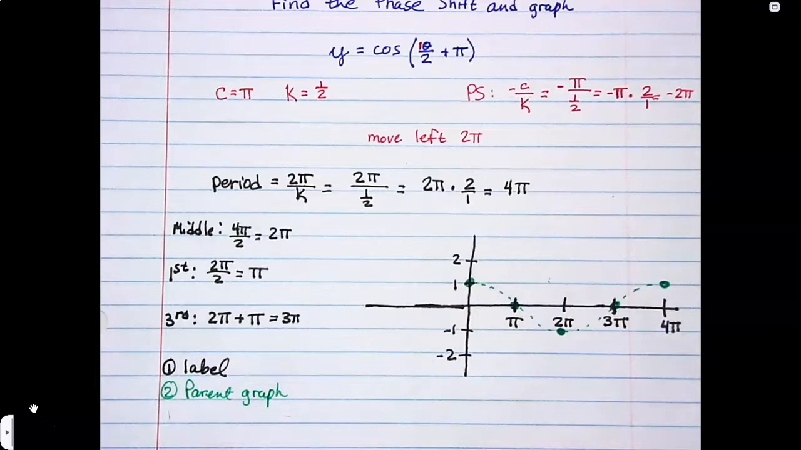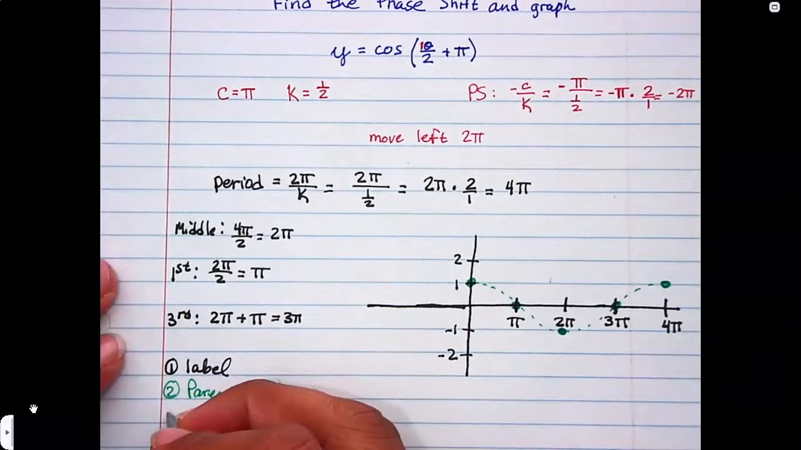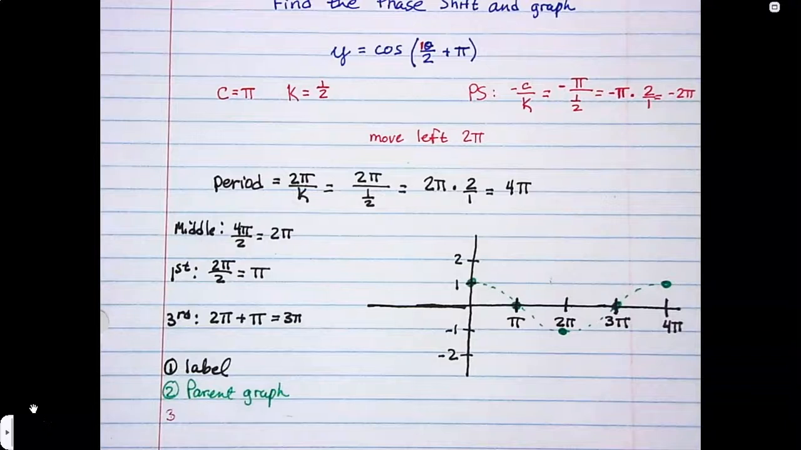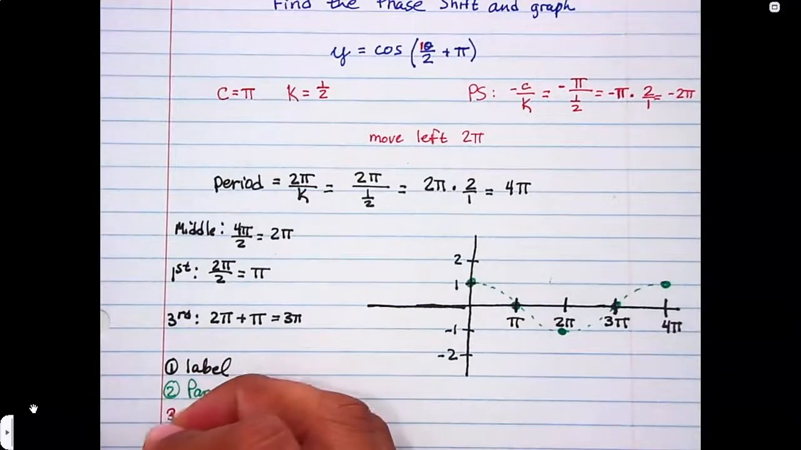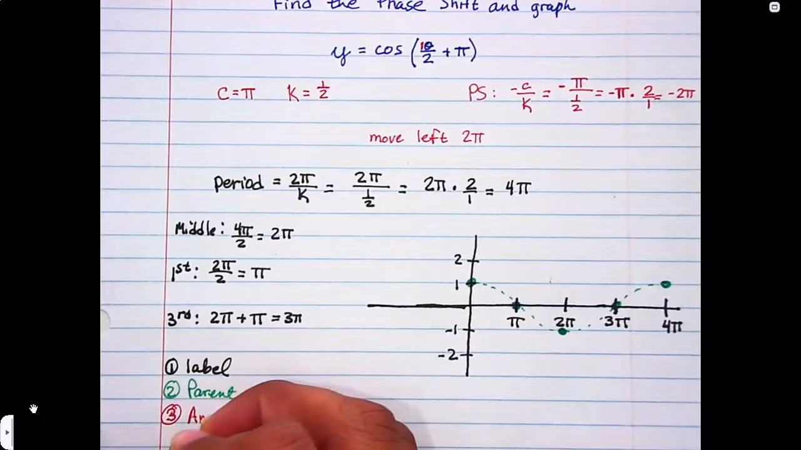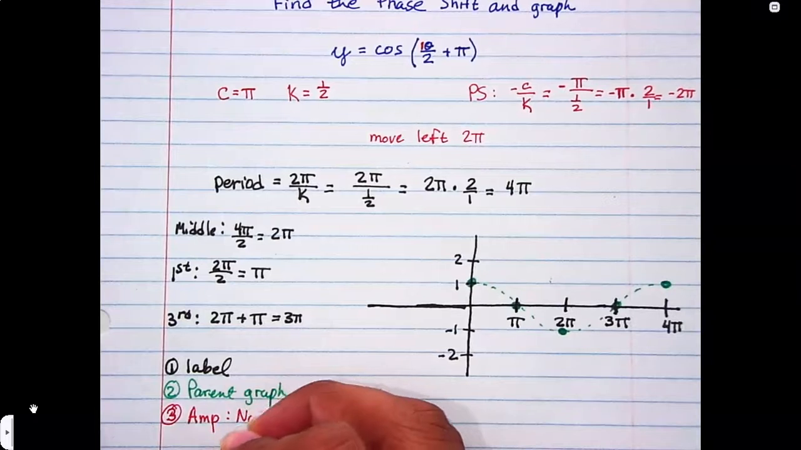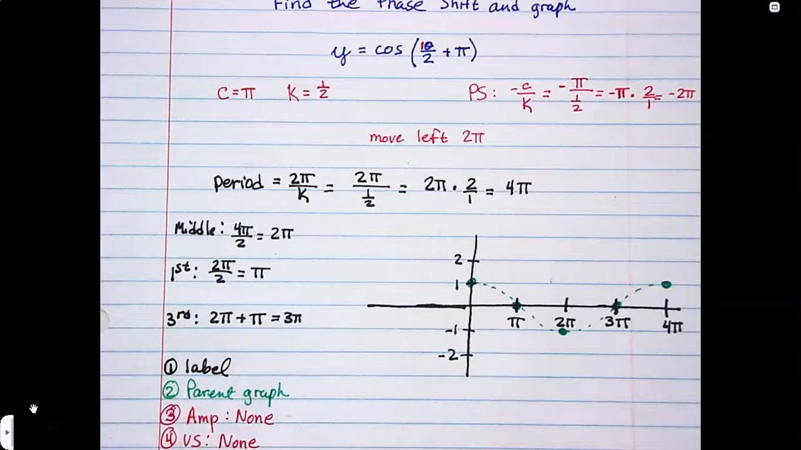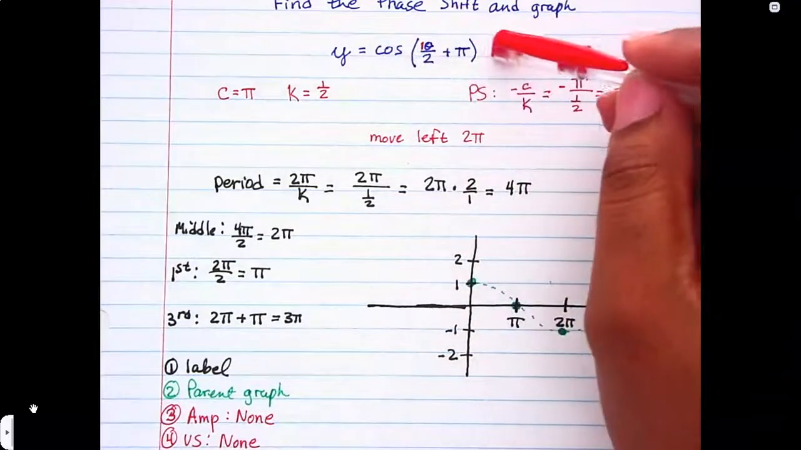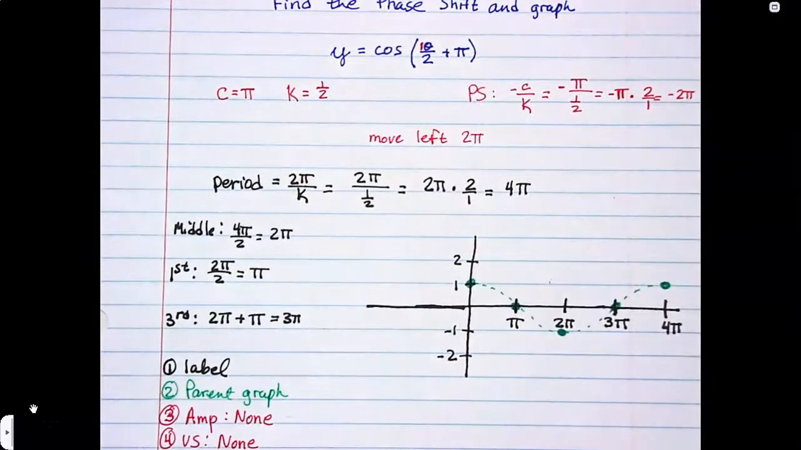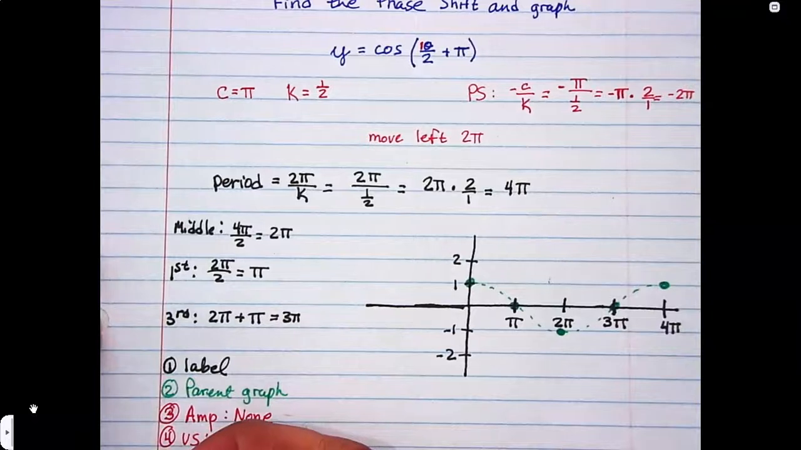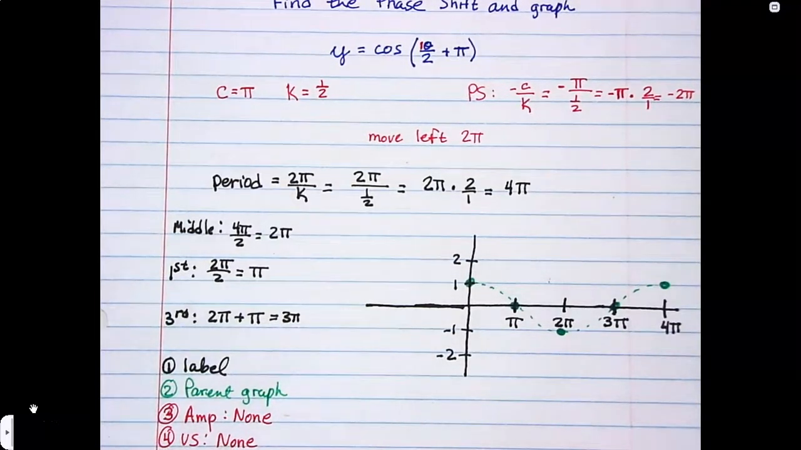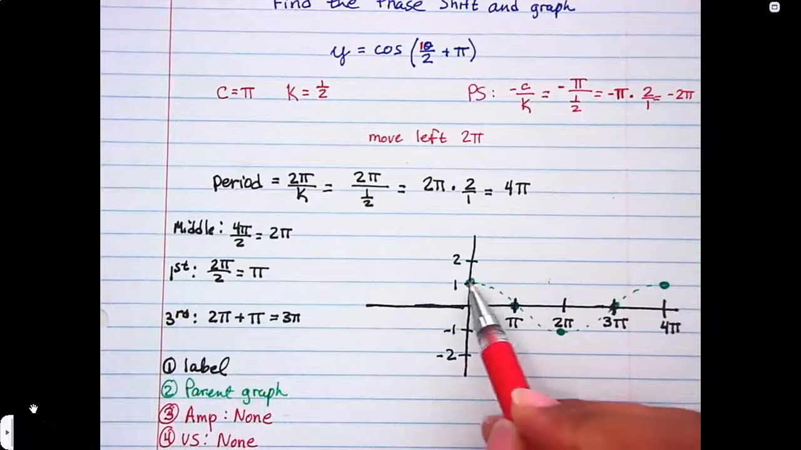All right. So the next thing would be amplitude. So amplitude, but there's none. A vertical shift is next, which there's none, because there's nothing in front of cosine. There's nothing back here, a plus or minus behind it. So there's none of those. And so the last thing is your phase shift.